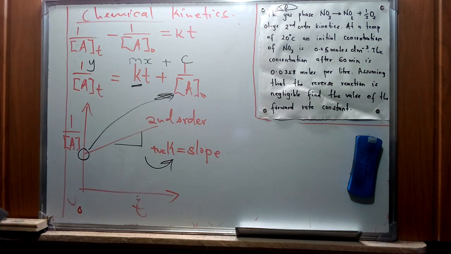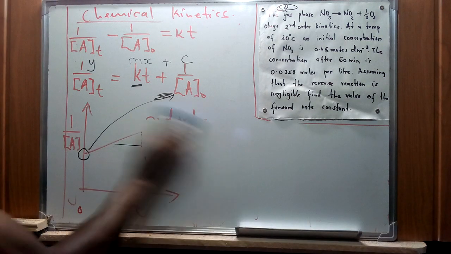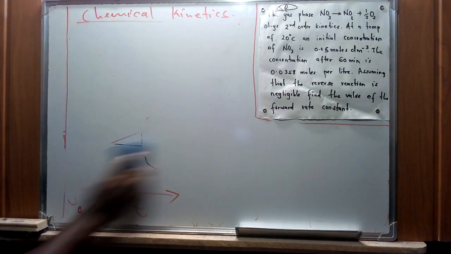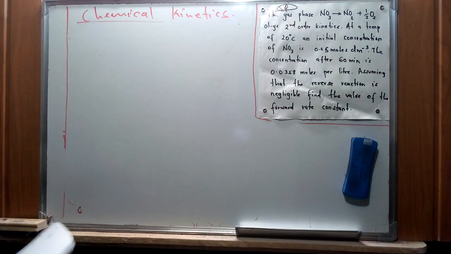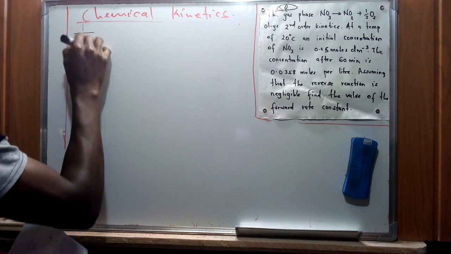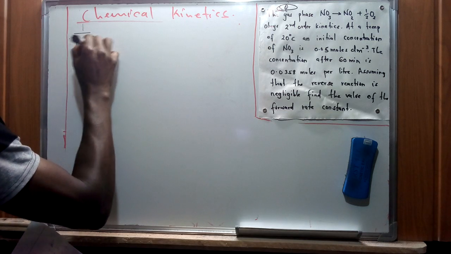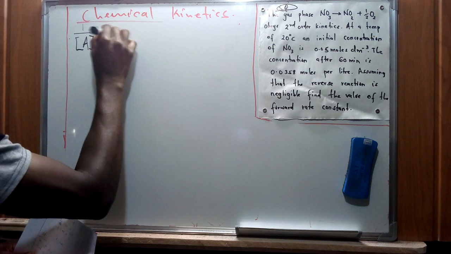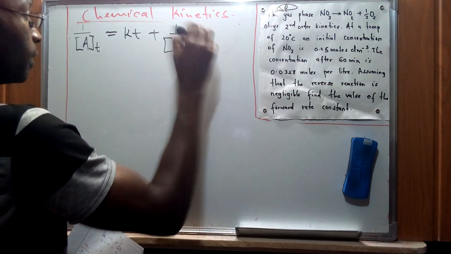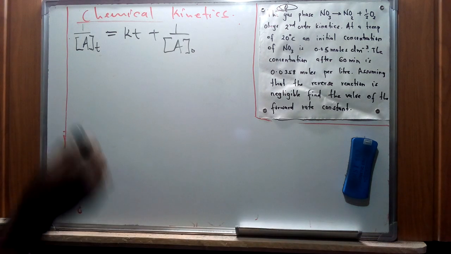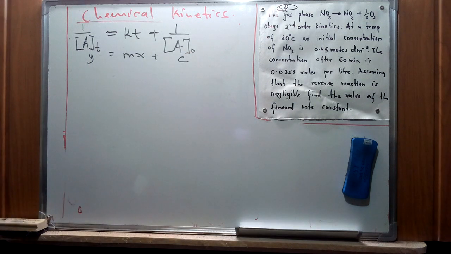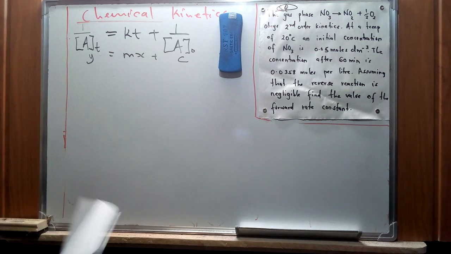So that one understood, I'll just take out this part of the board and just give still that general representation: 1 over the concentration of A at t equals kt plus 1 over the initial concentration of A. And I've said this is y equals mx plus c. So let's try to extract the information from this so that we can use it in our calculation.